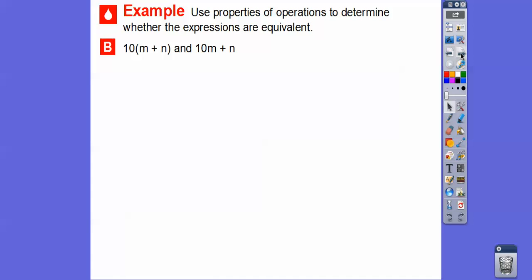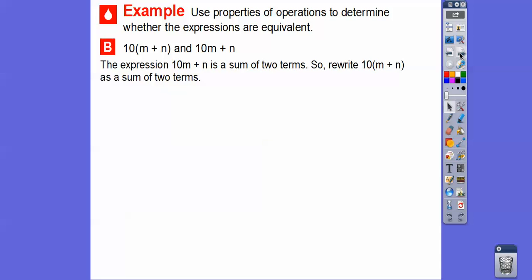So let's go ahead and do that with this one. 10 times the quantity m plus n and 10m plus n, are they equivalent expressions? Okay, a real common error that comes up with my high school algebra kids is this one coming up. So this expression right here, 10m plus n, is the sum of two terms. Here's this term and here's this term. So let's rewrite this product times this sum as just the sum of two terms, okay? We can do that by using the distributive property.